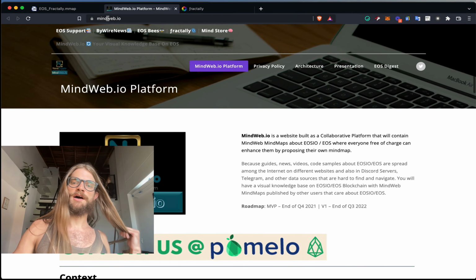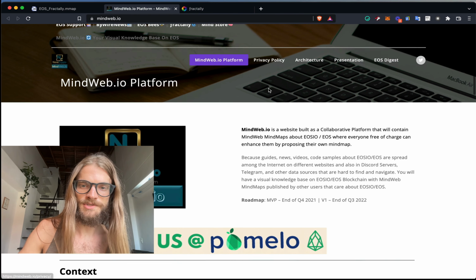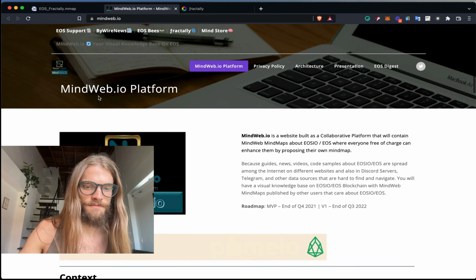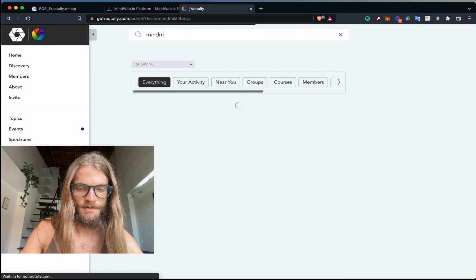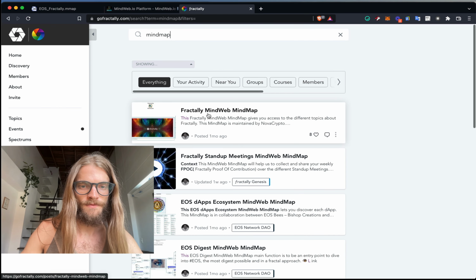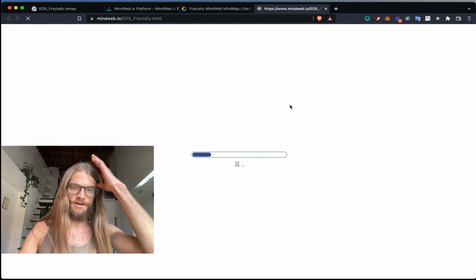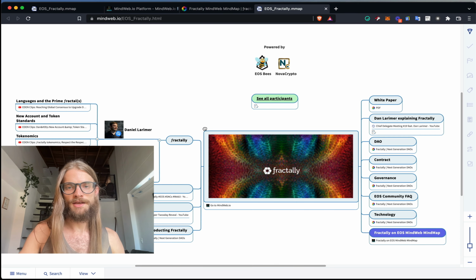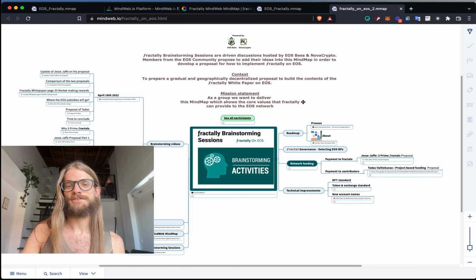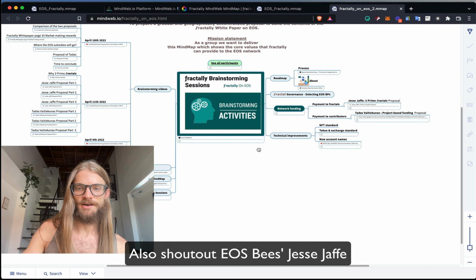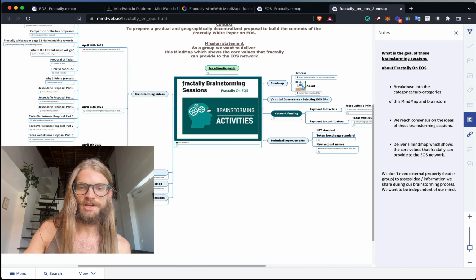This is mindweb.io. And yeah, I hope that he put some bigger links up top to the mind map so we can find them. But you can just go here and search mind map, and it comes up first. And this is the Fractally mind map. So this starts out as the EOS mind map, and then it's a fractal one. So this one goes to this fractal mind map. Shout out Patrick. And yeah, so this is where you can share your contributions.